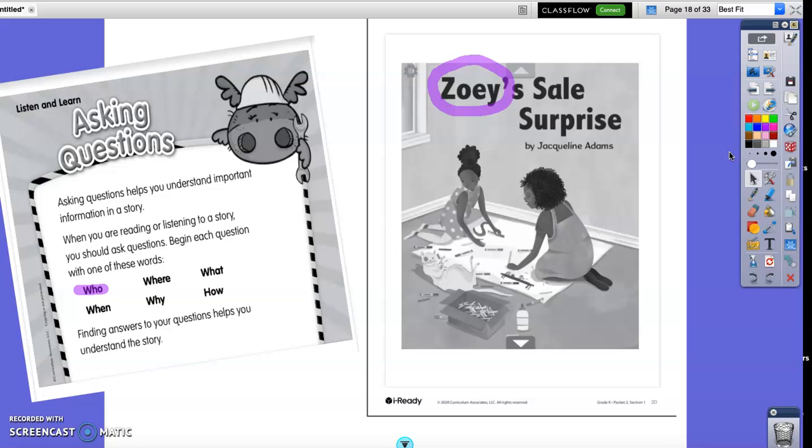So when we read, we've talked about how we're always asking questions. We want to remember what the story's about so we can tell people, right? So asking questions is going to help us understand important information from the story. And so we always want to ask who, what, when, where, why, and how. So I already thought about who. Who is this story about? And our title kind of already tells us. It says it's Zoe's Sale Surprise. So who is it about? We know that Zoe is going to be a very important character in this story. So we know our who. So now we need to know where, what, when, why, and how.